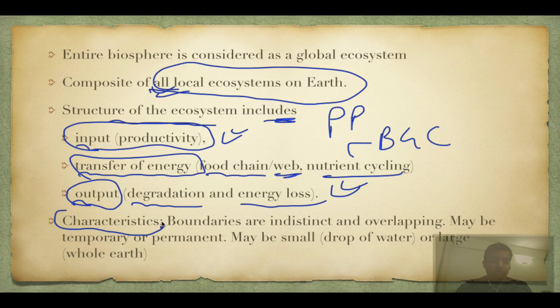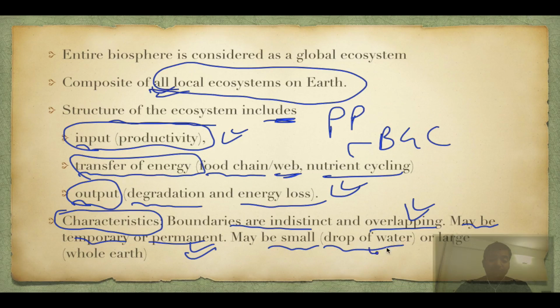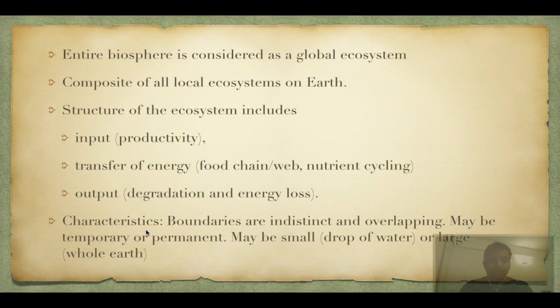What are the characteristics of an ecosystem? Boundaries are indistinct and overlapping. There is no separate ecosystem. We have made separate ecosystems for our own convenience to study them better. It may be temporary or permanent. One ecosystem today, tomorrow a forest fire occurs, entire ecosystem gone. It may be as small as a drop of water. It could contain bacteria and viruses which can make their own ecosystem, and it might be self-sustaining also. It's surprising, but it is true. Large includes the entire earth, which is already an ecosystem, as we know.